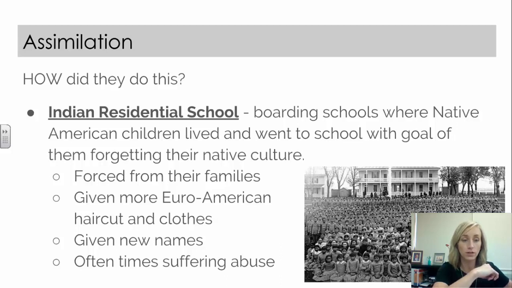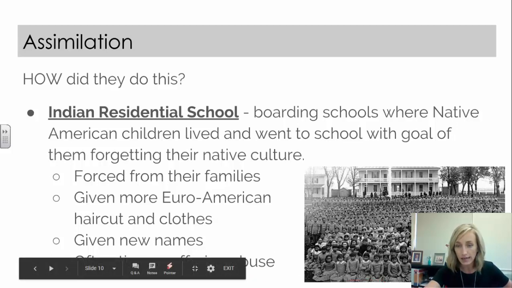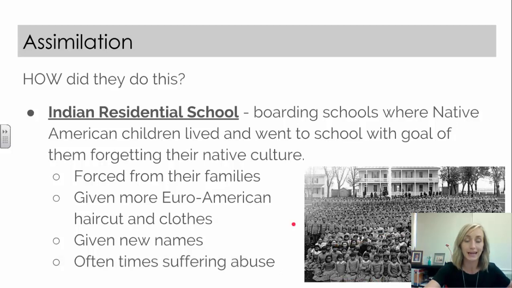Many of them were forced, almost abducted from their families. They were forced from their families. Look at these kids. They were so young, and they were forced away from their mother and father. They were given Euro-American haircuts and clothes, as we saw in that last picture. They were given new names. No longer did they have their native names. They were given American names, and oftentimes suffered all kinds of verbal, mental, sexual, physical abuse. It was not all the time, but that abuse was definitely there in a lot of cases.